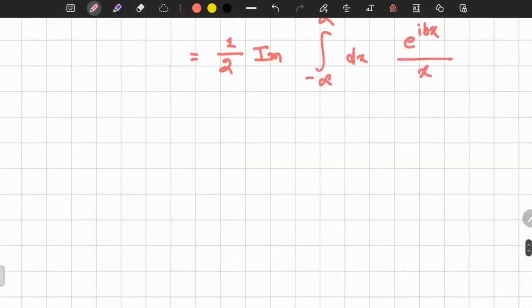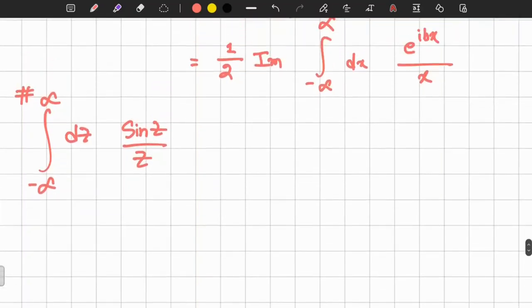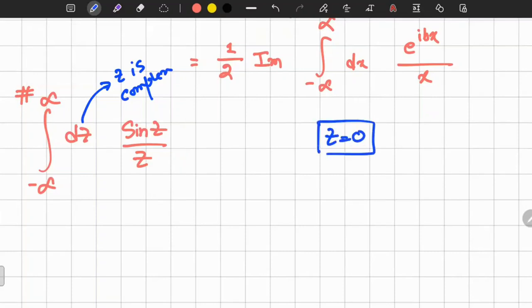So now, if we consider a function integral like dz sine z over z from minus infinity to infinity. So this integral is actually analytic. Here z is a complex variable. So this function sin z by z is analytic. Only there is a singularity when z equals 0. Otherwise, everywhere this function is an analytic function.